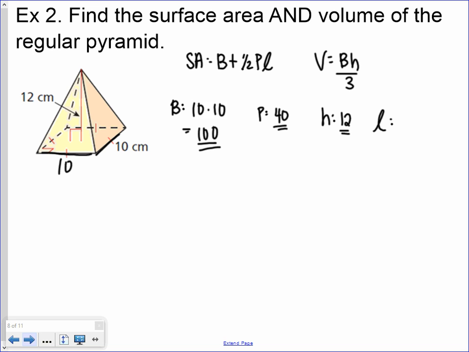Because it's a square, and you find area of a square by base times height. 10 times 10. Any other questions before I keep going?